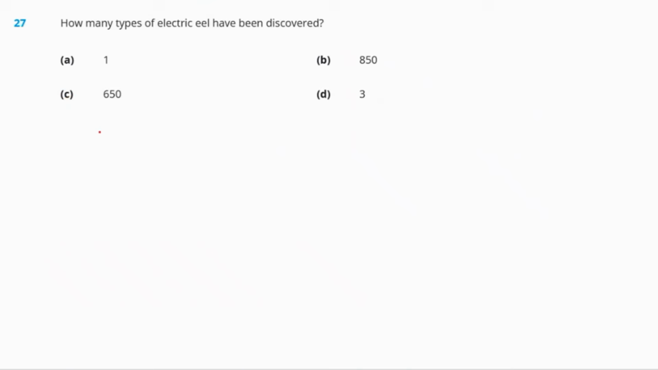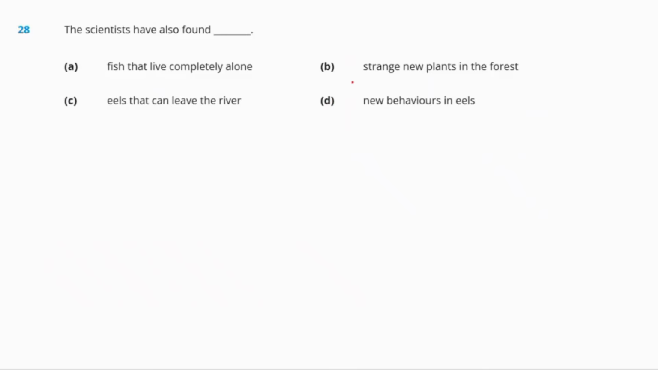Now, question 27. How many types of electric eels have been discovered? So, as per what we have read in the passage, how many types of electric eels were discovered? The answer is 3. So, the right answer is option D. Now, the next question is the scientists have also found dash. Okay. Options are A. Fish that live completely alone. B. Strange new plants in the forest. C. Eels that can leave the river. And D. New behaviors in eels. So, the right answer to the question is option D. New behaviors in eels.